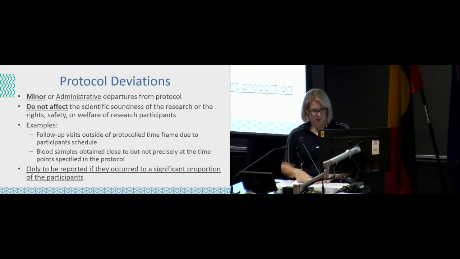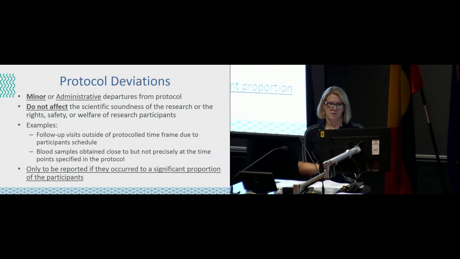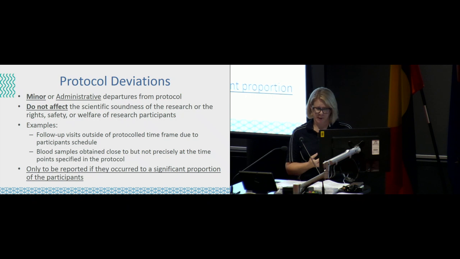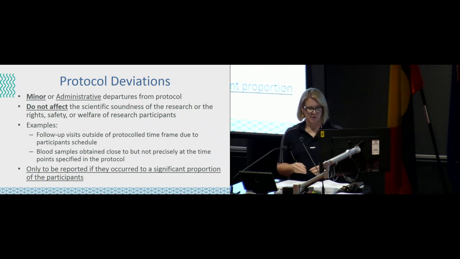Okay, protocol deviations. You can fall into two categories: either minor or major. Minor protocol deviations are administrative departures from the protocol, so you're not affecting the scientific soundness of the research or the rights, safety or welfare of those participants. For example, follow-up visits that fall outside of a protocol timeframe due to participant schedule, so it's unexpected, not pre-planned. Blood samples are obtained close to but not precisely at the time point specified in the protocol.